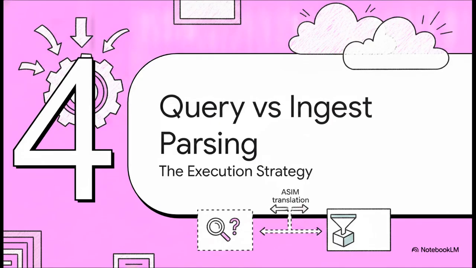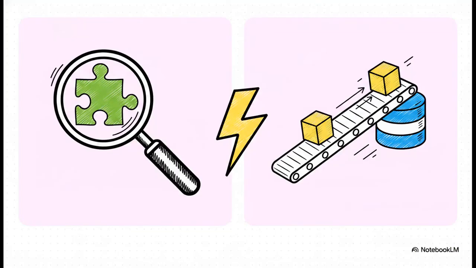Section 4. Parsing, Query versus Ingest. The execution strategy for data translation. Okay, so we know we want to use ASIM to translate our data, but pivoting to the tactical execution phase, we have a really important architectural decision to make here. Exactly when should our system apply these translations? This is the ultimate architectural showdown. We have to weigh two very different approaches.